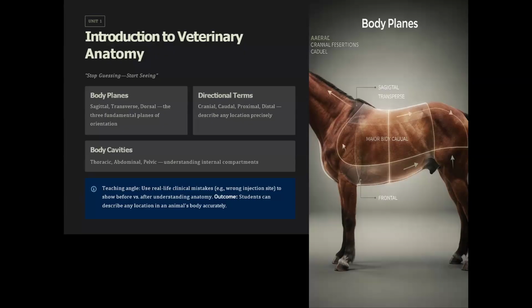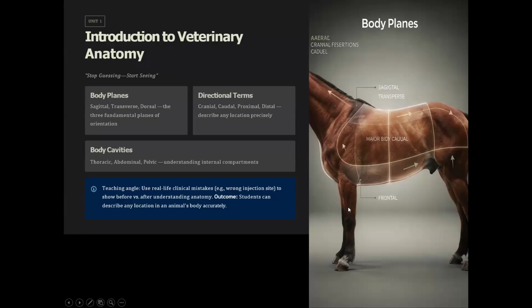Now, proximally located. When you see this forelimb, the point that is closer to the point of insertion or the point of attachment is called proximal, while the region that is far away from the point of attachment or the point of insertion is called distal.